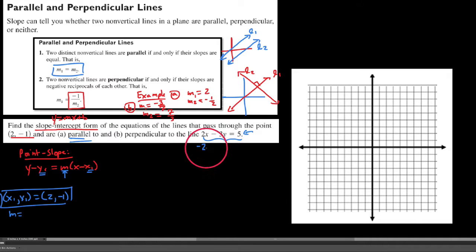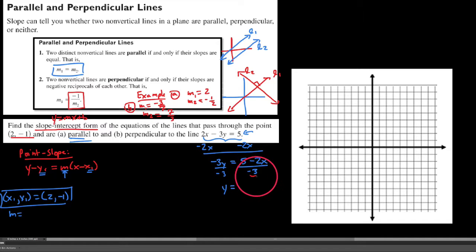So to get y by itself, I'm going to subtract the 2x, put it on the other side here, and we get left with negative 3y on the left is 5 minus 2x. And then I'm going to go ahead and divide everything by a negative 3 here. So on the left, now we get a positive y.